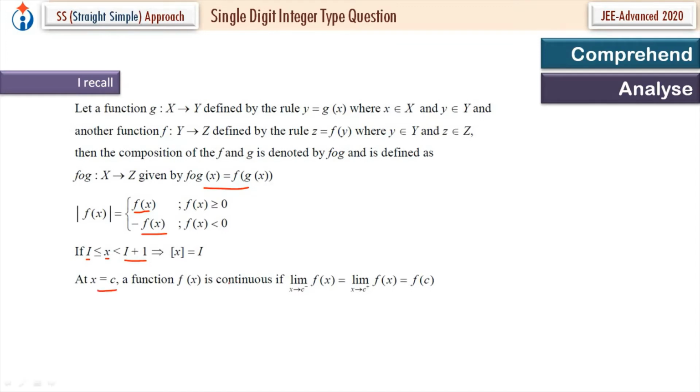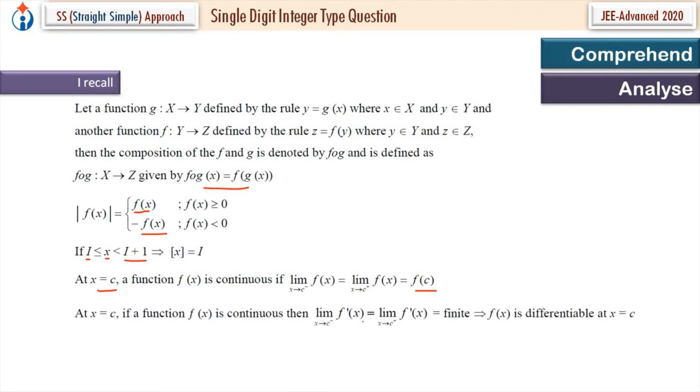Now the definition of continuity. At a point x equal to c, a function f(x) is continuous if the left hand limit at c and the right hand limit are equal and equal to the value of the function. Differentiability: if a function is continuous at x equal to c, then the left hand derivative is equal to the right hand derivative and it should be equal to some finite value. Then we say the function is differentiable at x equal to c. So these are basic definitions from NCERT. And also we know that if a function is discontinuous at a point, then it cannot be differentiable.